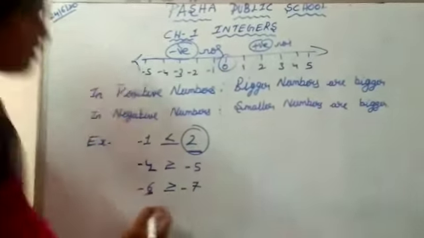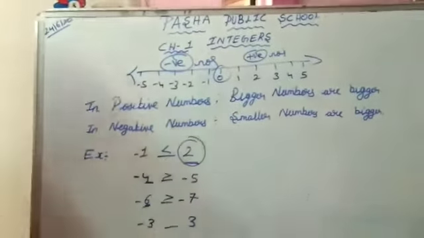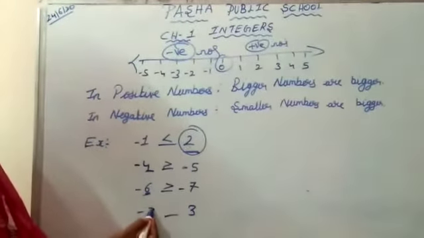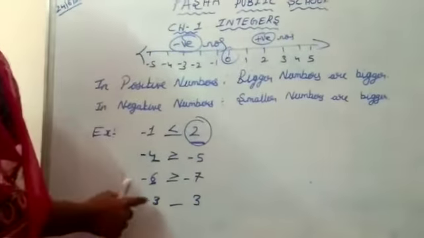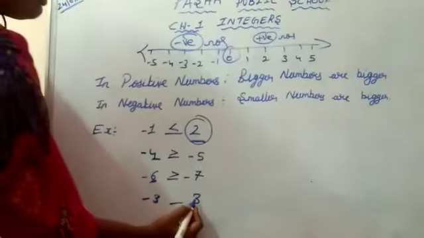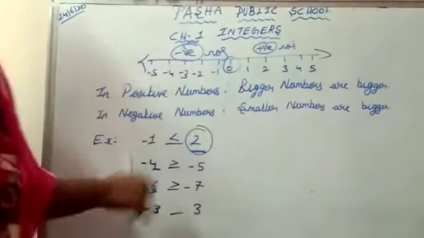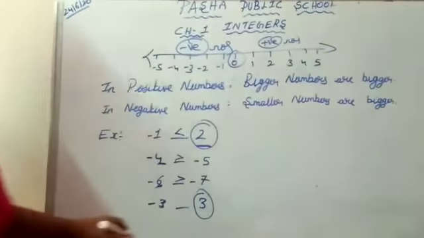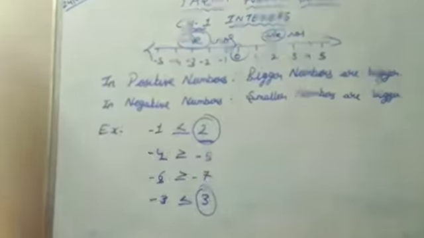Now the next example is minus 3 and plus 3. Here you can see your number is 3, 3. But what we should do is check our sign. Here we have positive sign, here we have negative sign. So what will be greater? Positive only will be greater than your negative. So 3 is your greater number.